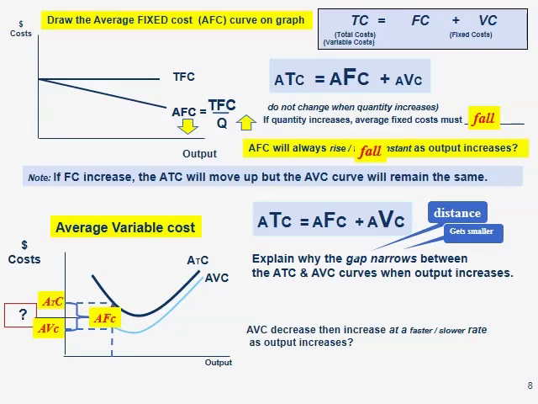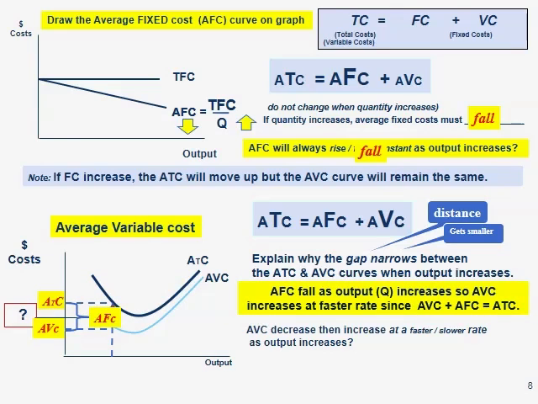And the question is sometimes asked, why does the gap, the distance, get smaller between ATC and AVC when output increases? And the answer relates to AFC. As output increases, average fixed costs decrease. So that means average variable cost must increase.